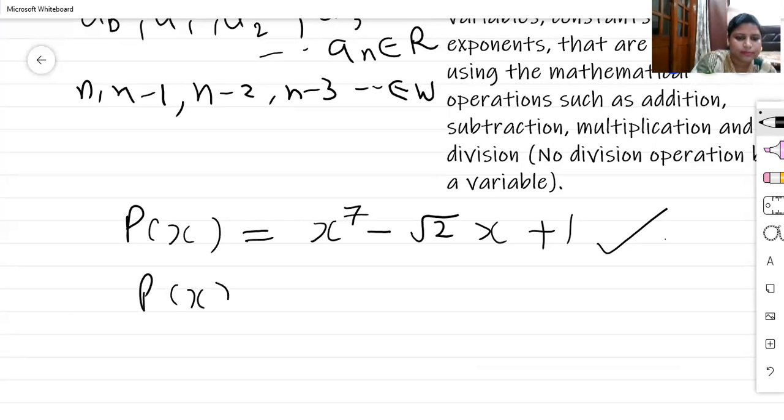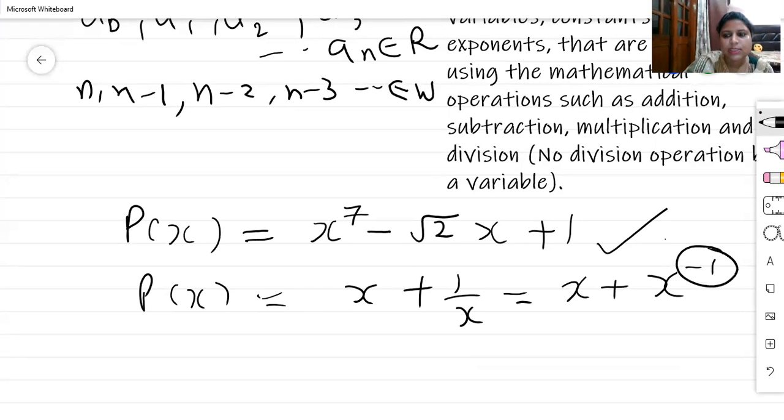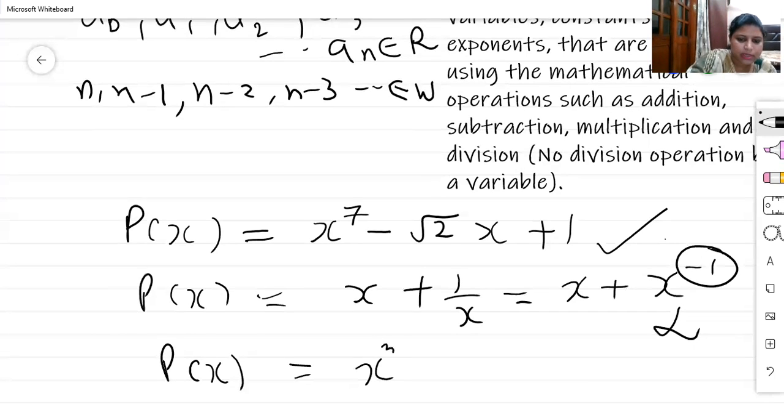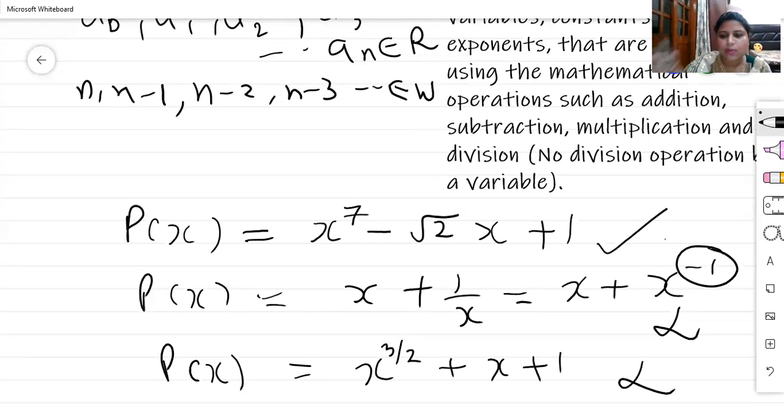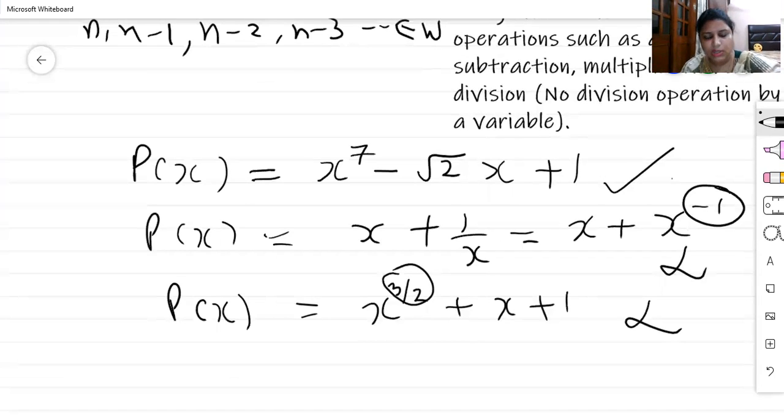p(x) equals x plus 1 upon x. So we can express it as x plus x raised to the power minus 1. So this one is not a polynomial because the exponent is minus 1. It should always be a whole number. Next, p(x) equals x raised to the power 3 by 2 plus x plus 1. So this one is not a polynomial because here x has the power of 3 by 2, which is not a whole number. These are the examples of polynomials.